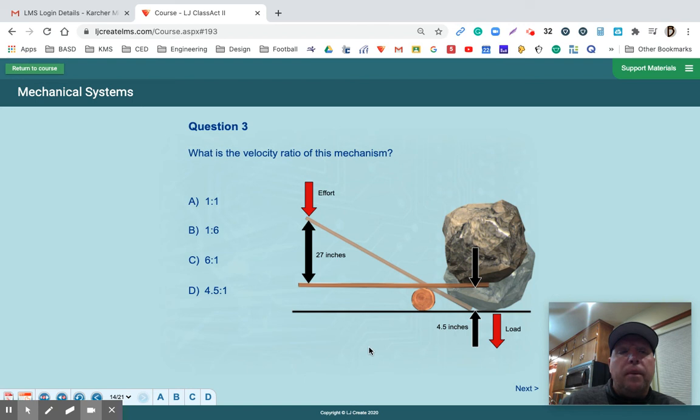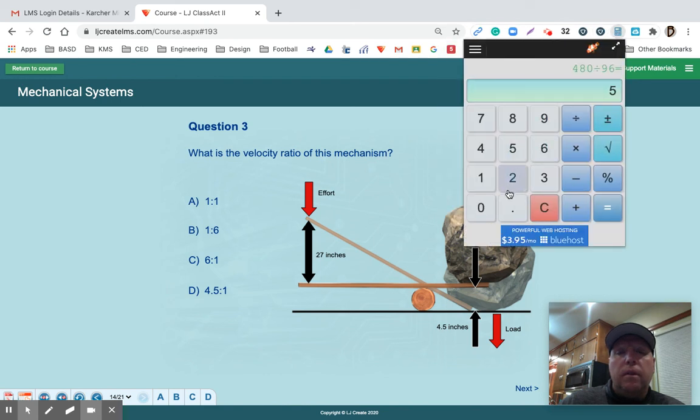All right. What is the velocity ratio of this mechanism? 27 over 4.5. Okay, so let's get our calculator out. 27 divided by 4.5 equals a velocity ratio of 6.